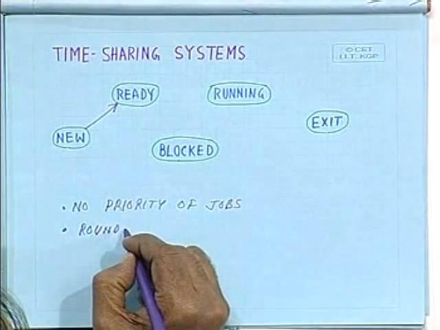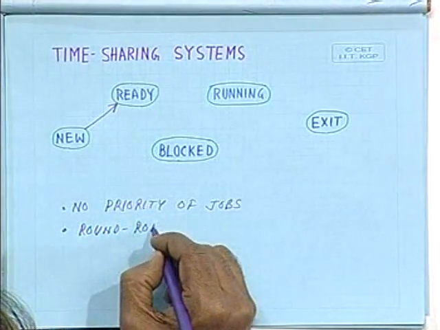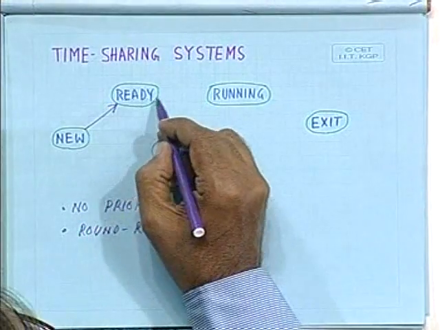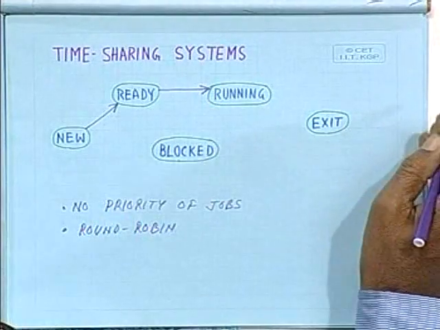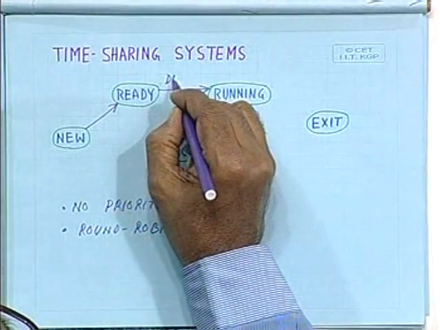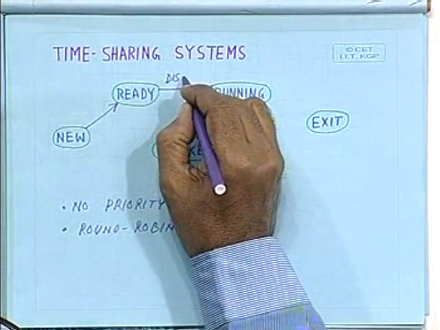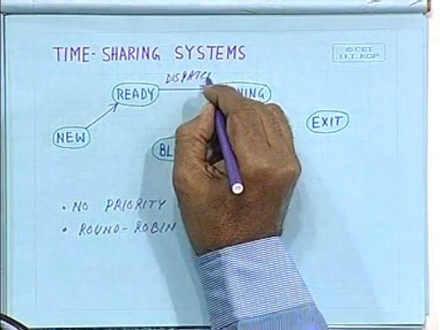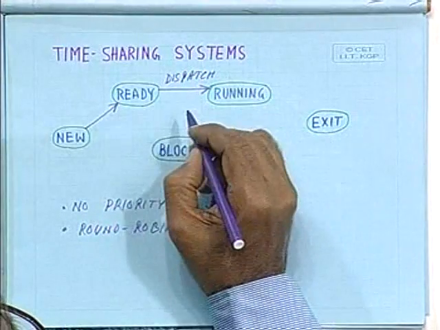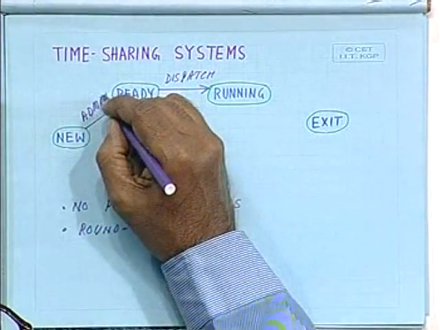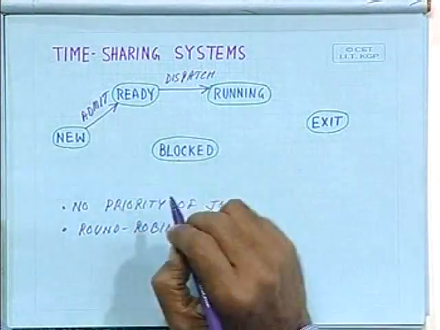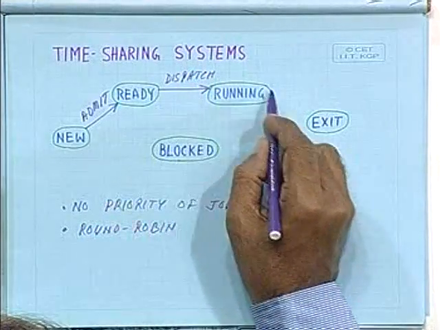since there is no priority, in a round robin fashion, a particular job is selected and it goes to a running state. That means it is dispatched to the CPU for execution, and here you are admitting it as a job to be executed. So it goes to the running state.